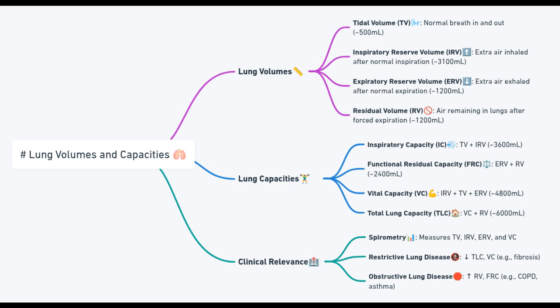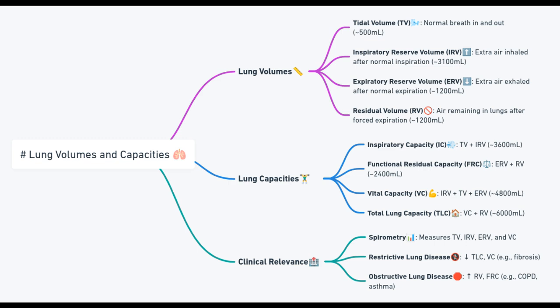And total lung capacity of 5,900 mils. I think of functional residual capacity, 2,400 mils, being the residual volume plus the expiratory reserve volume. A total lung capacity is the maximum amount of air the lung can contain. So that's a combination of both the residual volume and the vital capacity. Okay.